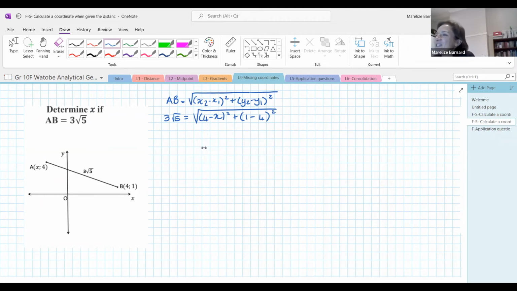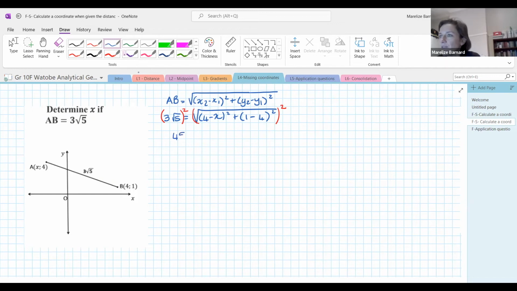Okay, so what should we do next? To get rid of the square roots, we can make brackets and square on either side. That's it. These square roots complicate matters, so let's get rid of them by squaring both sides. And you can put that into your calculator. Squaring 3√5, what do we get? It's 45.